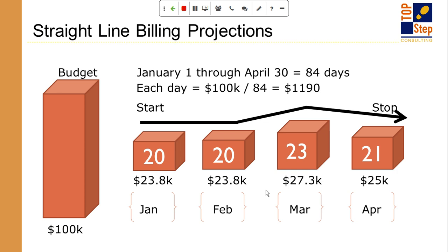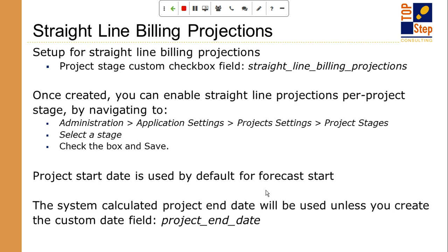So a little bit more information about the Straightline billing projections. This is actually one of those features, I like to call it the Easter egg feature, because if you set up a custom field with a certain naming convention, it unlocks this functionality. So you have to create a custom checkbox called Straightline billing projections, exactly this wording with the capitalization and underscores and everything. And that is a checkbox that is associated with a project stage.